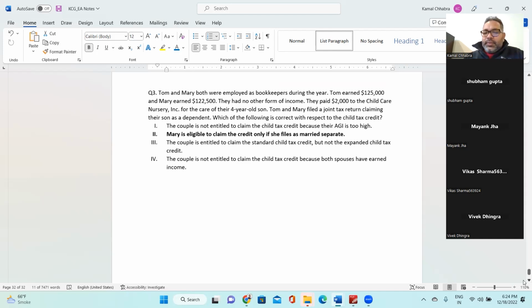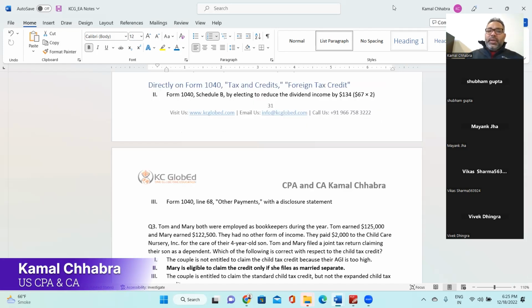But now look at the second one. Mary is eligible to claim the credit only if she files as married separate. If she is filing married separately, can she claim the child care credit? Yes, sir. So this is the best right answer, not the absolute right answer, but the best right answer. Make sense? These kinds of tricky questions may come into your exam and you should be careful about it.